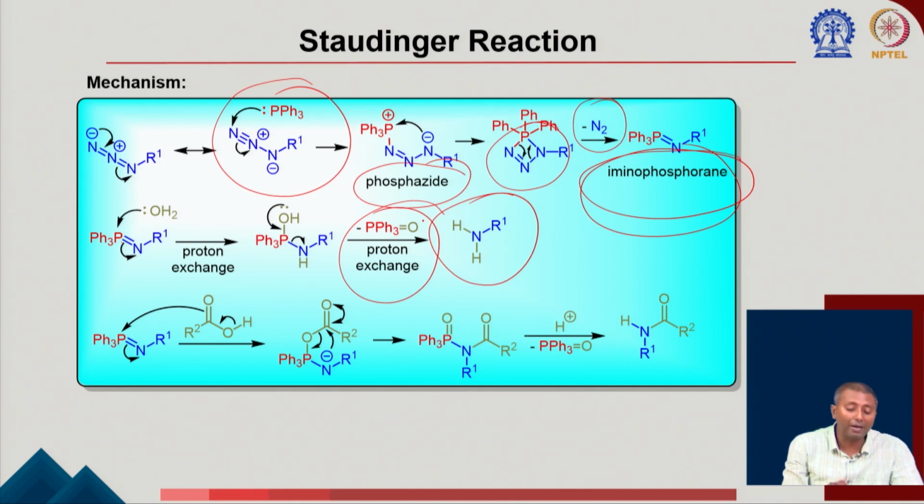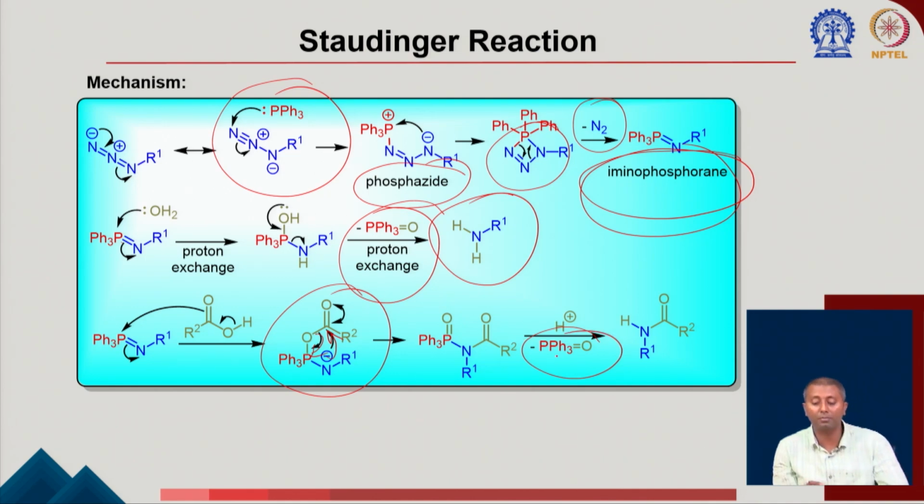The acid can also attack here, very similarly. The oxygen can attack here, and then it comes back to form a phosphorus-oxygen double bond, and the N minus can attack here first. It comes back and forms the corresponding phosphine oxide. So the phosphine oxide gets out, and you end up with formation of the corresponding amide.